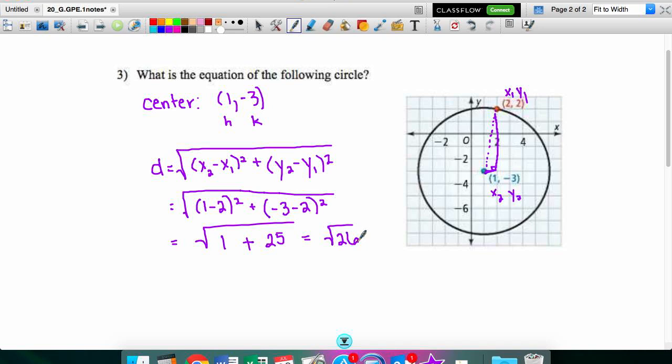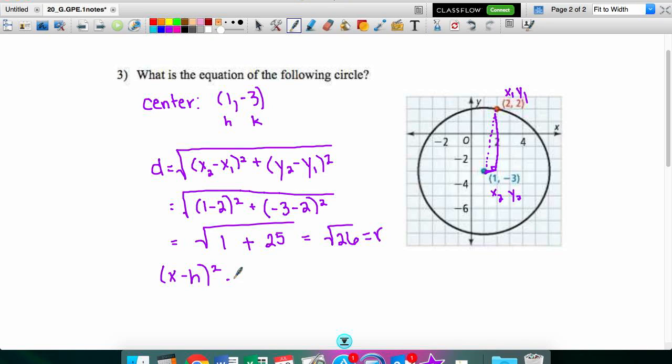26 does not reduce because the only factors are 13 and 2, neither of which is a perfect square, so we'll just leave this as the square root of 26. And this is our distance, but the distance between these 2 points is also our radius. So this is our r. So we have our r, our h and k, and finally we're able to find the equation of the circle. Notice we had to do a little bit more work to find that radius when we're given a different point on the circle. So let's go back to the formula.